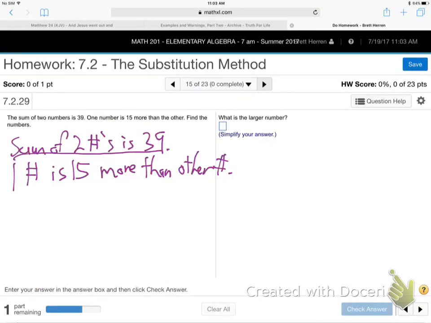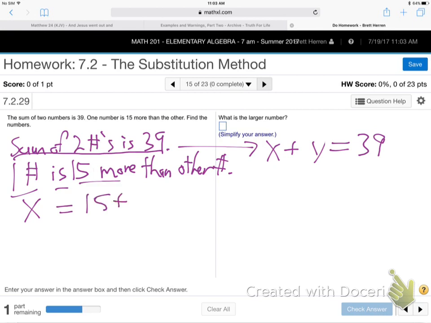So when it says the sum of two numbers is 39, I'm going to go x plus y is 39. The sum, the adding up of the two numbers is 39. Now, one number, let's call it x. X equals 15 more, 15 added to the other number, y. So that makes sense for the second equation. See how I just directly translated those sentences into math? That's not too hard, right? That okay? One number is 15 more than the other.